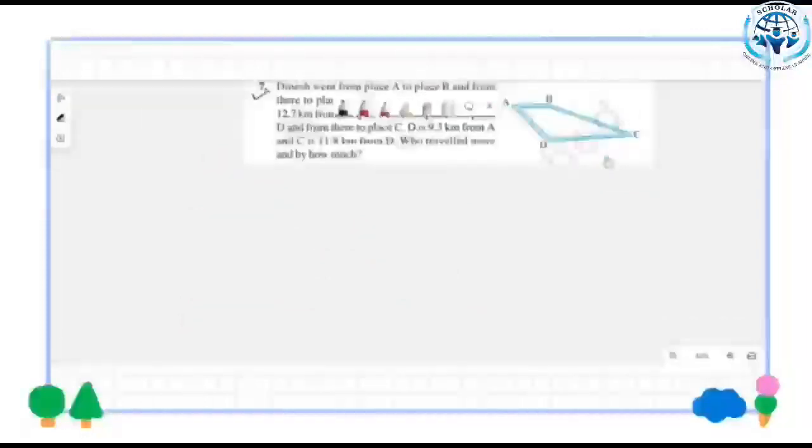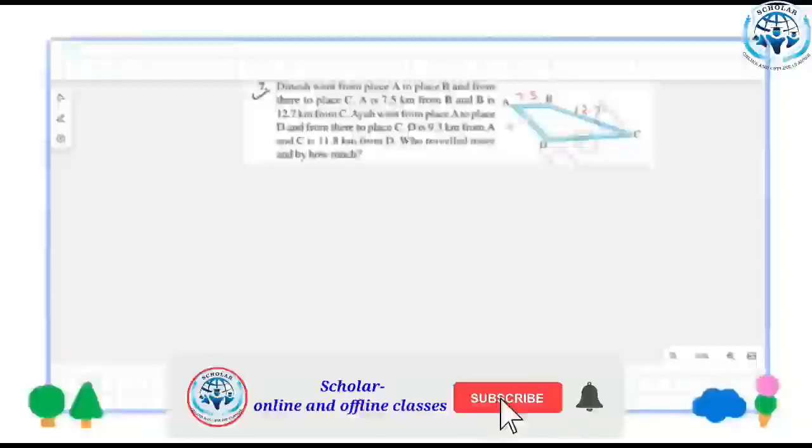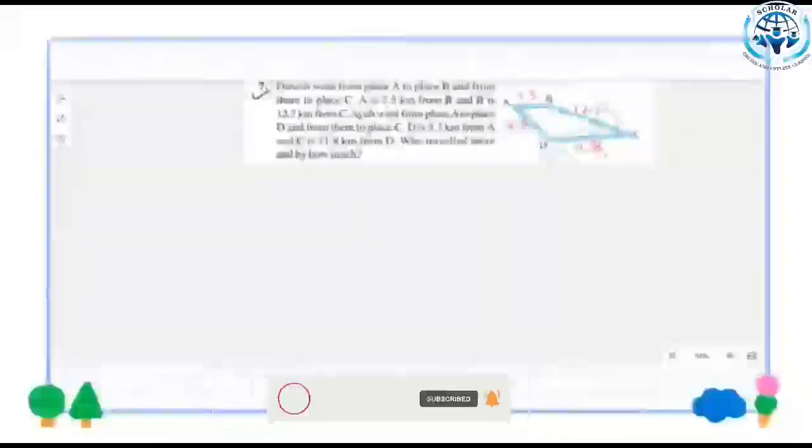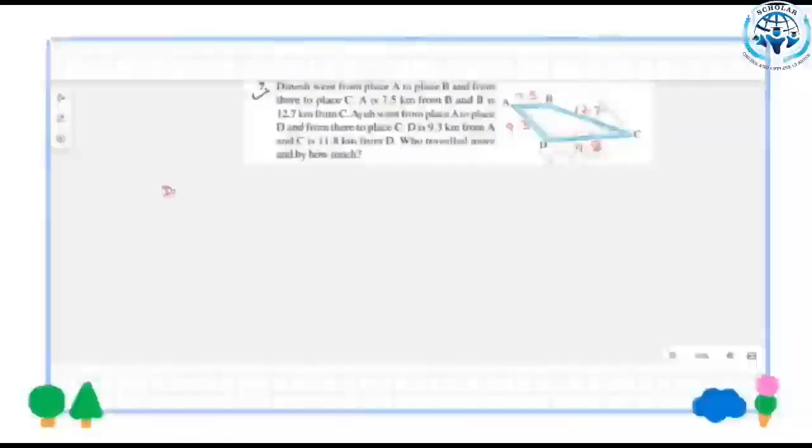Question number 7. Dinesh went from place A to place B and from there to place C. A is 7.5 km from B and B is 12.7 km from C. Ayub went from place A to place D and from there to place C. D is 9.3 km from A and C is 11.8 km from D. Who travelled more and by how much?